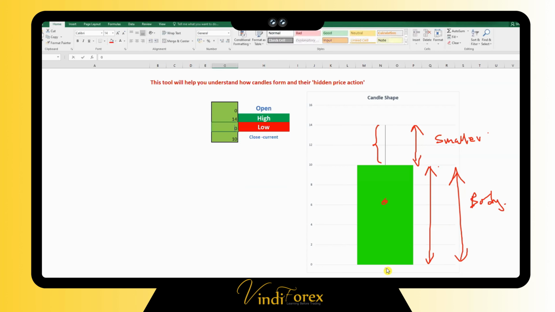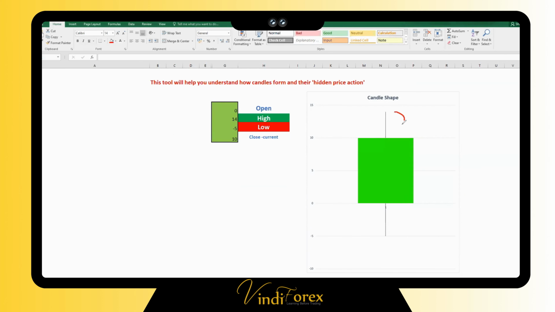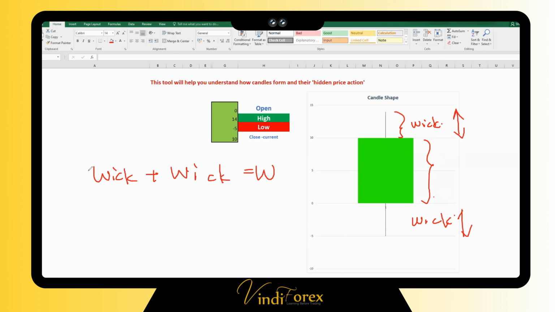Say this had gone to a -5 at some point, right? Let's say this had gone to a -5. We have a wick. We also have a wick. And we have a body. You might find that when you add this and add this, so you'll be saying wick plus wick. That will be giving you, let's say, wick with a 1 there on top, right?